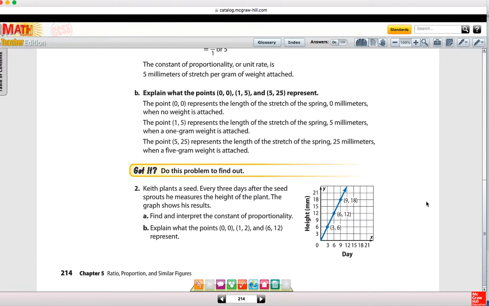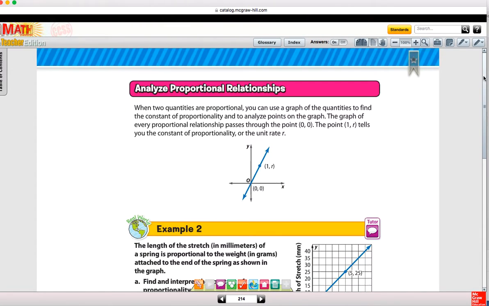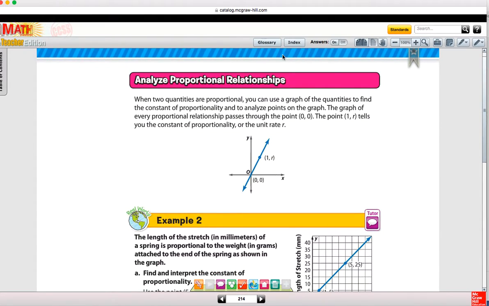All right, so that's example 1 there. Let's take a look at example 2. Here at the top, analyzing proportional reasoning. When two quantities are proportional, you can use a graph to find the constant of proportionality and analyze the points. The graph of every proportional relationship passes through the point 0, 0. Again, that's called direct variation. And then the point 1, r on the graph there tells you the constant of proportionality.